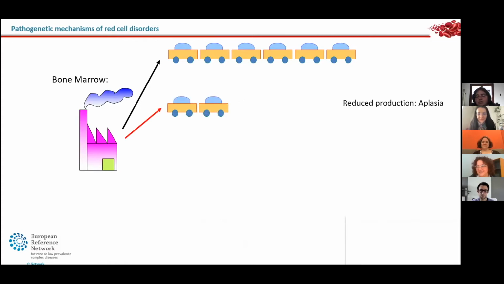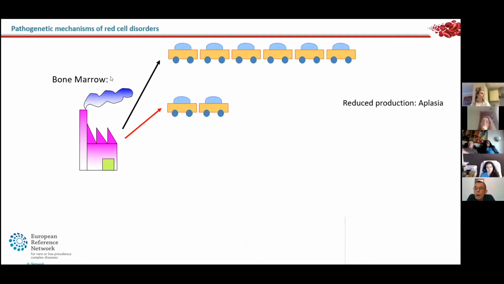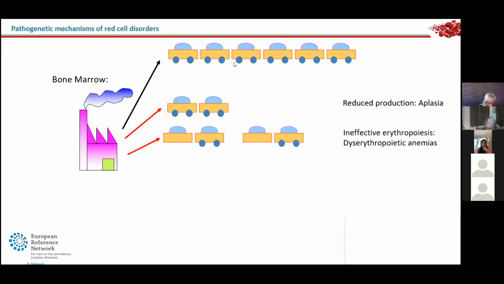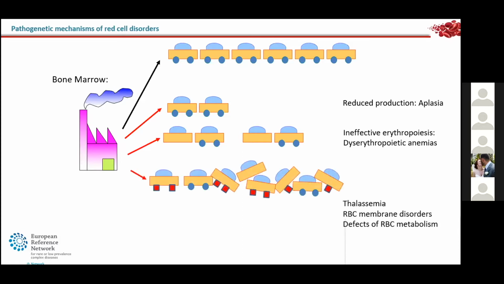And there are some conditions in which we have some problem in the production. So we have a lower production, and we are in the case of red cell aplasia, but the cars are perfectly produced. And we are in the case, as we saw before, of some cars that are incomplete. And this is our case, in the case of dyserythropoietic anemias. But then there are other disorders. For example, we can have some cars that are defective, not perfectly produced.